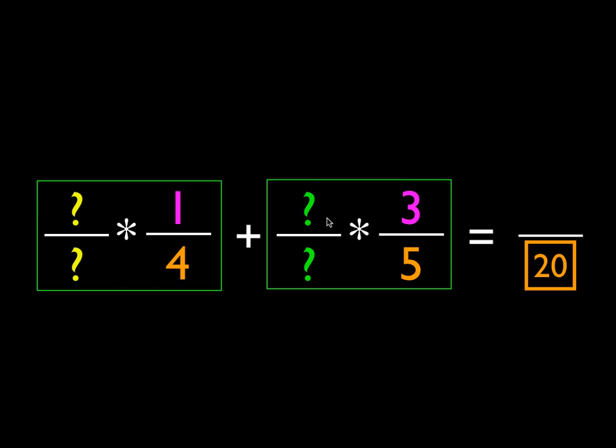Okay, so the question is, what can we multiply the 3/5 fraction by so that 20 is in the denominator? What can we multiply the 1/4 fraction by so that 20 is in the denominator?